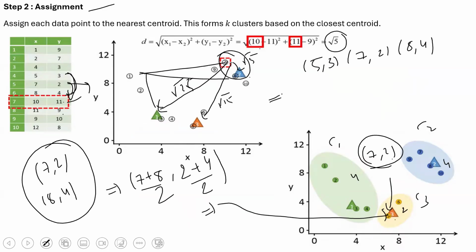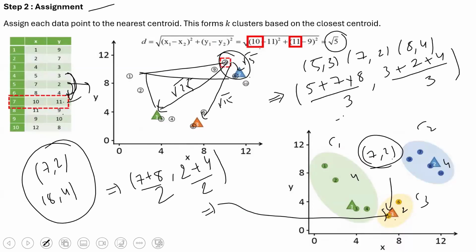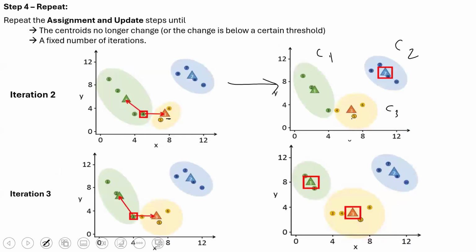Now you need to get the new centroid, which is 5 plus 7 plus 8 by 3 comma 3 plus 2 plus 4 by 3. So this is going to be the new centroid. Okay, update the centroid, and with that you're done with iteration 2. At iteration 2, you got this particular cluster, and you also updated the centroids. Again in iteration 3, repeat the process.